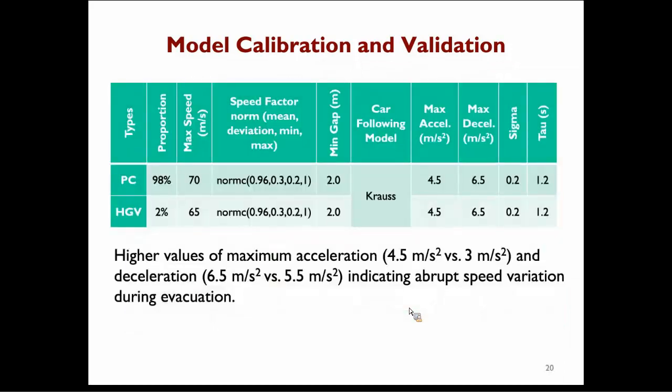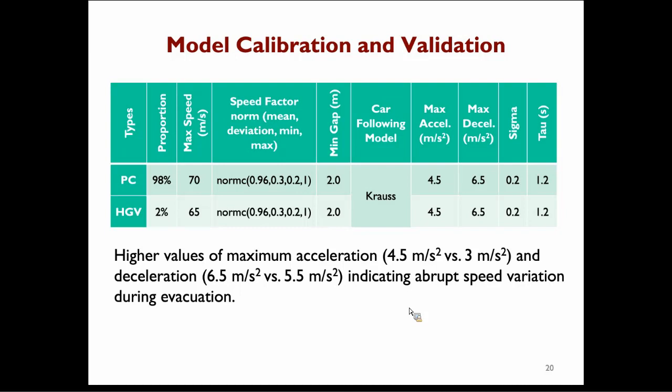So with that calibration, we noticed higher values of maximum acceleration, for example 4.5 meters per second squared, compared to 3 meters per second squared in a typical situation, and higher deceleration values, 6.5 meters per second squared compared to 5.5 meters per second squared. This indicates abrupt speed variation during evacuation compared to a typical period, and shows how different the driving situation is during the evacuation period.